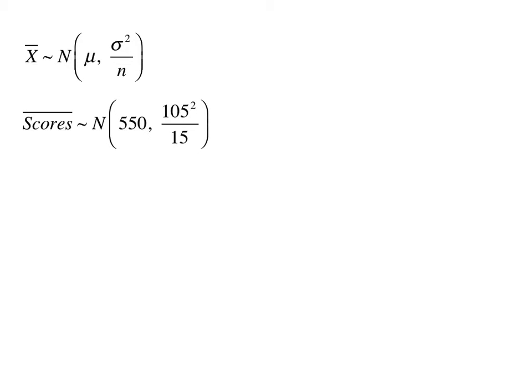In this particular scenario, we have the average of the scores is normal with a mean of 550 and a variance of 105 squared, that's the standard deviation from the population squared, divided by 15, which is the sample size. What's actually being asked here is the probability that the average score is less than or equal to 525, which I'm treating as being continuous, so it's the exact same thing as being strictly less than 525.